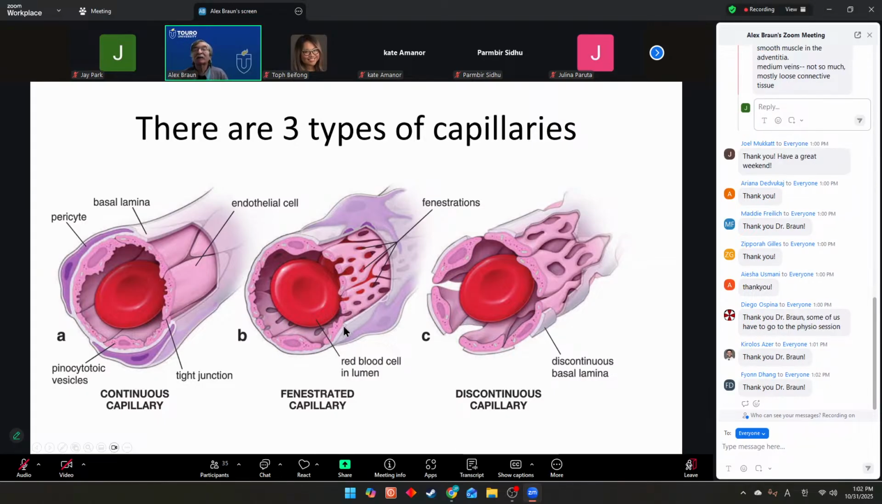This is a somewhat leakier capillary compared to the continuous capillary. Most capillaries in the body are continuous capillaries. If you look, for example, at skeletal muscle, the capillaries will be continuous. If you look at brain, where you have a so-called blood-brain barrier, the capillaries will be continuous. They maintain a fairly strong barrier between the blood and the parenchyma of the brain. You need to have exchange between the blood and the parenchyma where there are continuous capillaries, but you want that exchange to be well controlled.